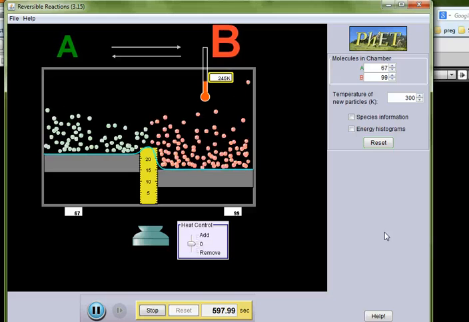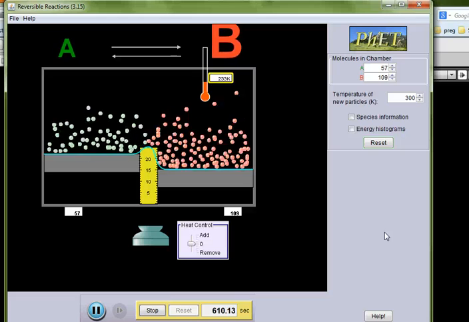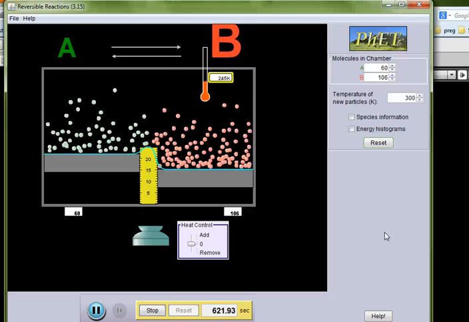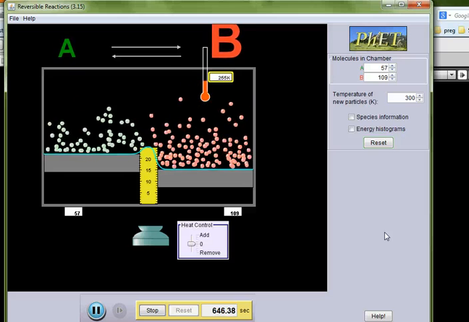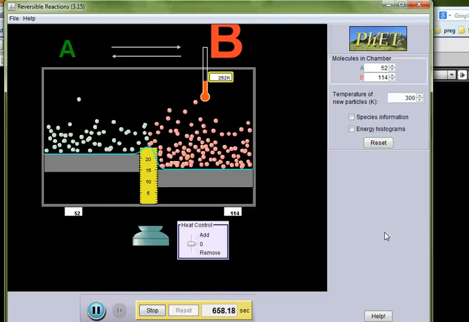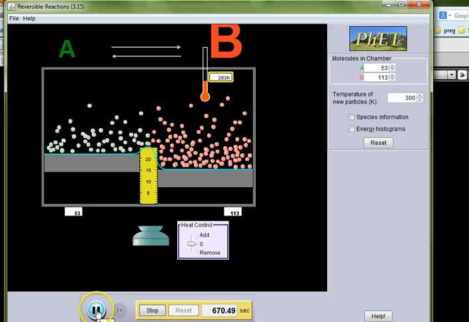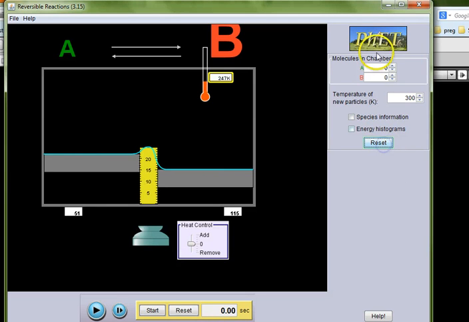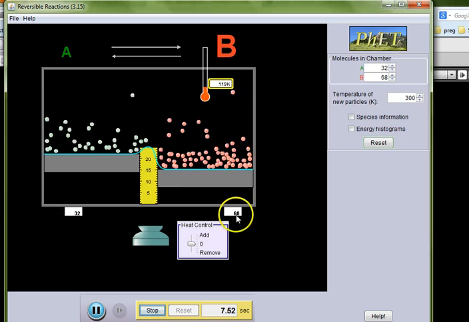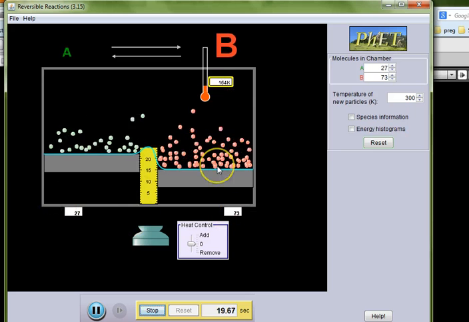You can see it's about reaching that point. Now if you pause the reaction here at this point, you again get an equilibrium constant of 2. We can add, let's say, 33 and 67. Pause, start. Now this reaction is at equilibrium at this point.